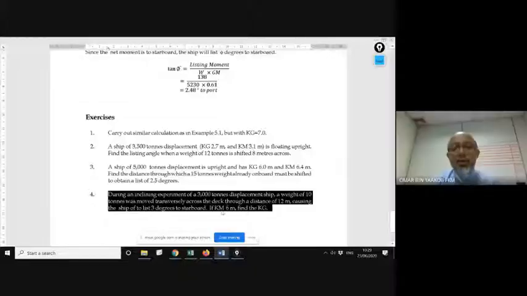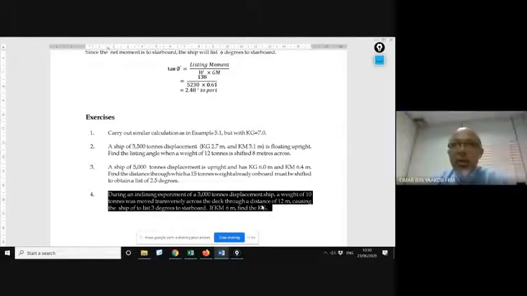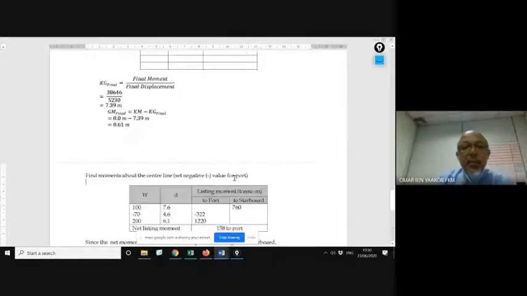Later, if you work in a shipyard and the shipyard wants to do an inclining experiment, what you learn today is what you're going to apply in that particular case. Okay, so that is basically that part.